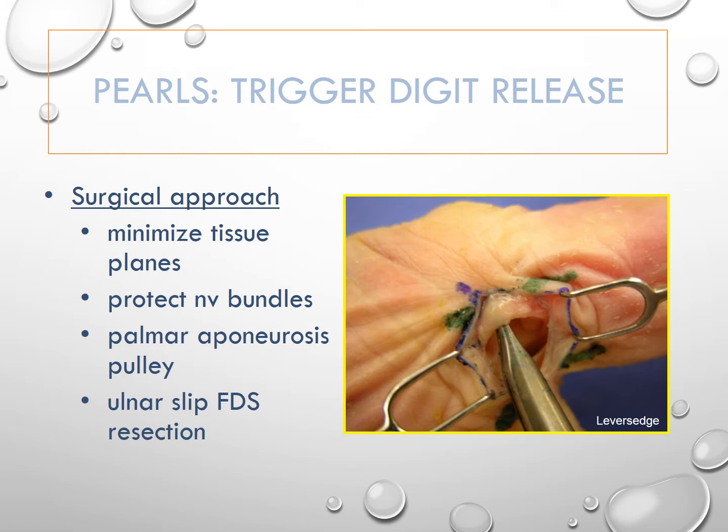Important things to recognize when performing a trigger digit release are to minimize your soft tissue planes, protect your neurovascular bundles, and make sure that you incise your palmar aponeurosis pulley or release it, as that's another site of triggering. And if you're still having difficulty straightening the finger after performing an A1 pulley release, you can also release the ulnar slip of the FDS.